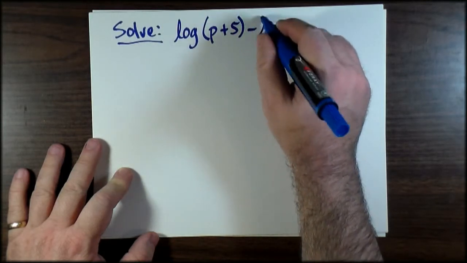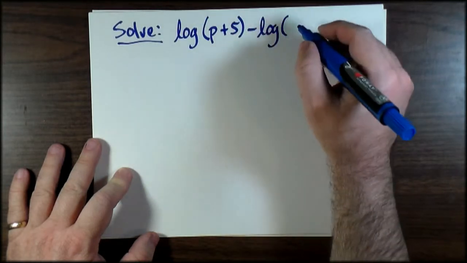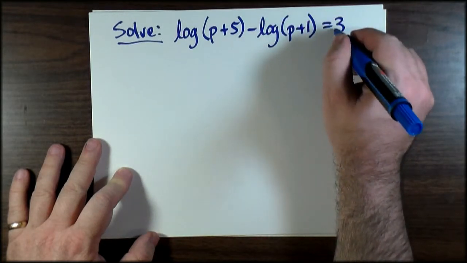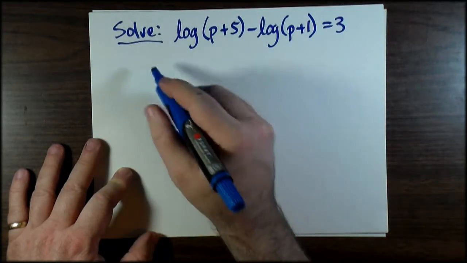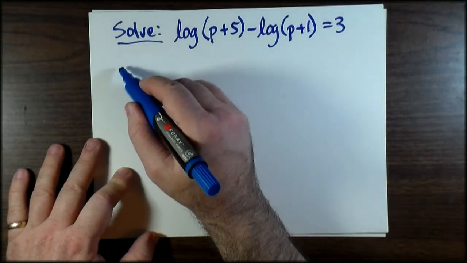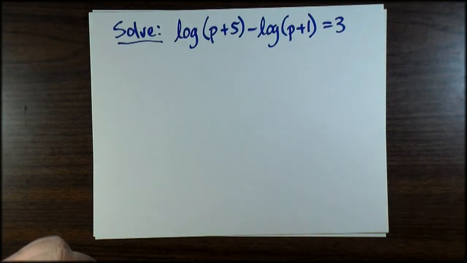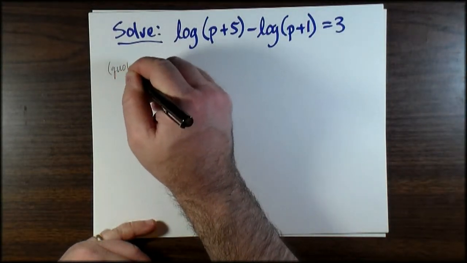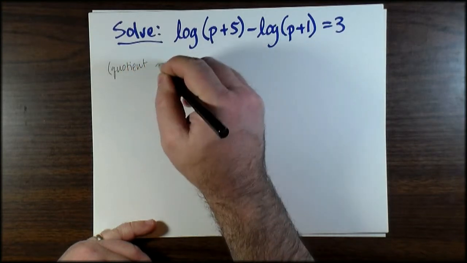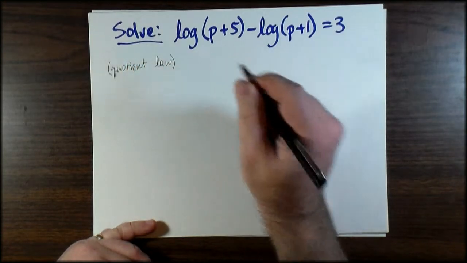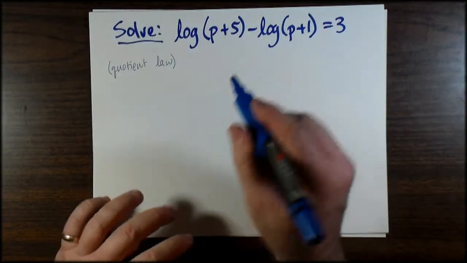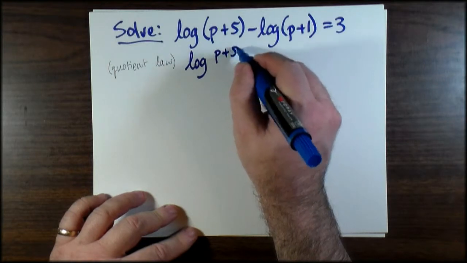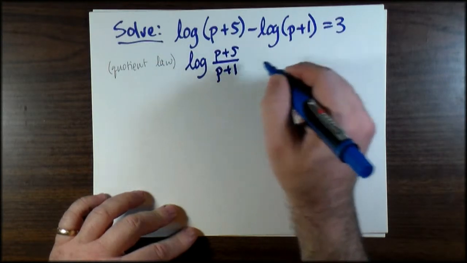Here we're going to find the solution between two log expressions, and notice there's a subtraction here. That means the quotient law comes into play, that the difference between two logs is really the quotient of what operands go into the log functions. So log of p plus 5 minus log of p plus 1 can be rewritten by the quotient law as the log of quantity p plus 5 divided by quantity p plus 1, all passed into the log function. This is still equal to 3.